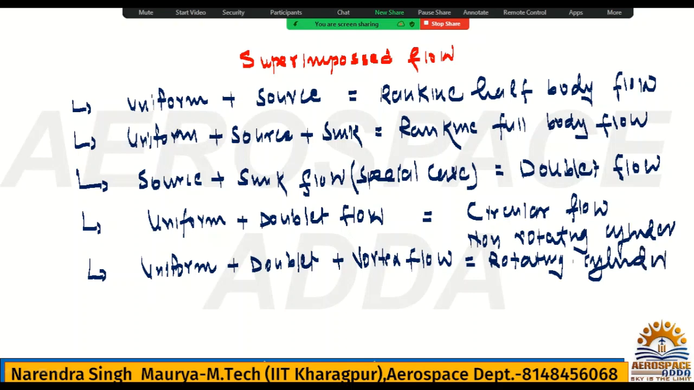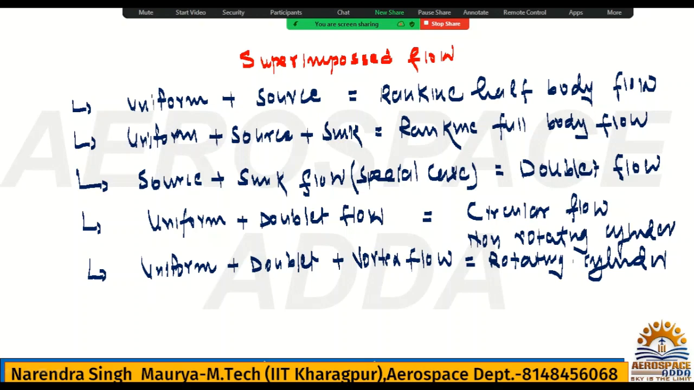Okay, called rotating cylinder flow. So these are the types of the superimposed flow. Understood? Types of the superimposed flow. It is very special, and they are asking questions from here. Okay, questions they are asking from here only.